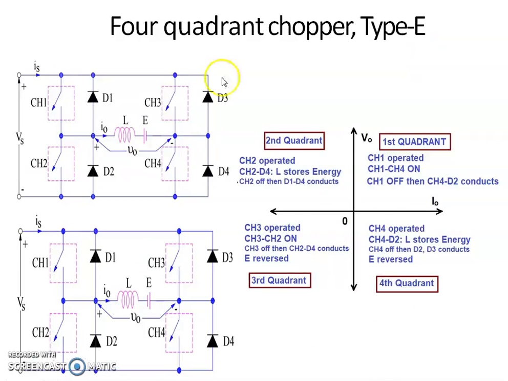Type E chopper. In order to obtain first quadrant operation, we are operating the switch CH1. In order to obtain second quadrant operation, we are controlling the switch CH2. For obtaining third quadrant operation, we are controlling the switch CH3. For obtaining fourth quadrant operation, we are controlling the switch CH4. When switch CH1 operates, CH4 is always on.